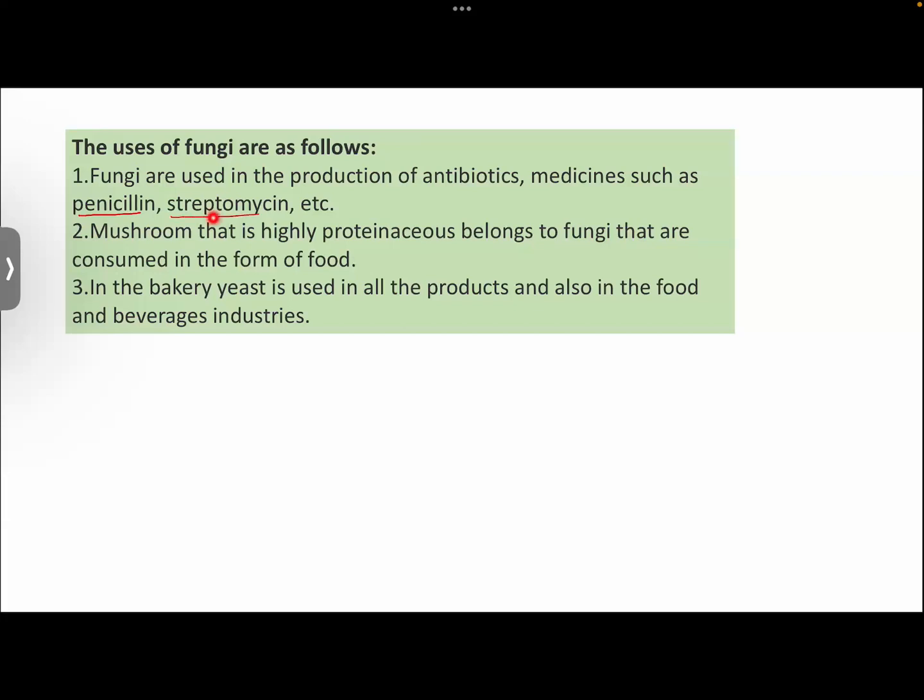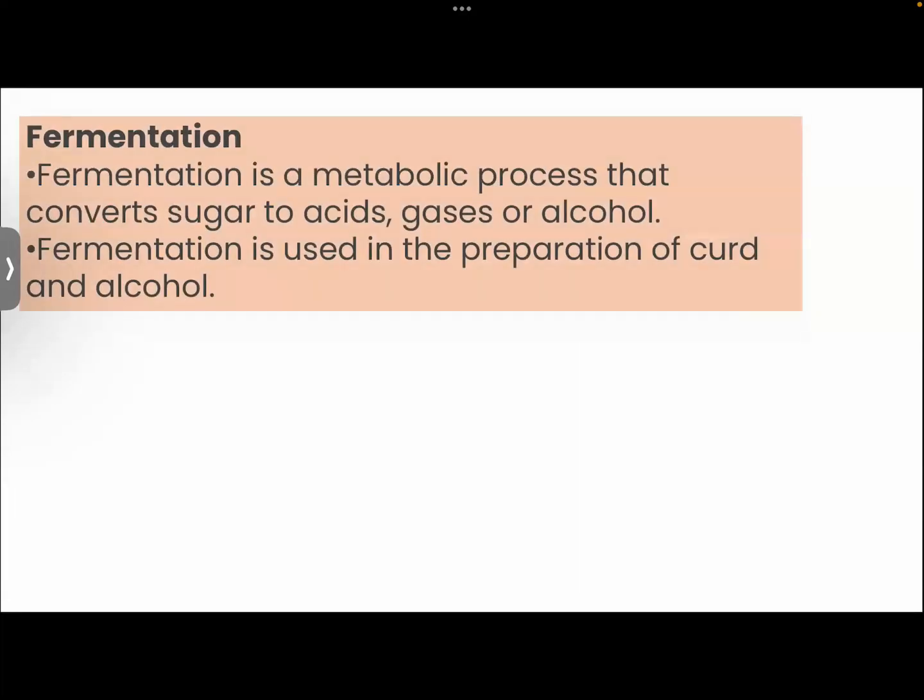These are some of the common antibiotics. We learned that mushroom is a highly proteinaceous source of food. It is consumed in the form of food. In the baking industry, and in the manufacture of alcohol, a common fungus called yeast is used. Yeast helps in the process of fermentation, whereby it converts sugary substances, different kinds of sugary fruits, into acids, gases, or alcohol. This is carried out by the process called fermentation. So we had learned about that as well.